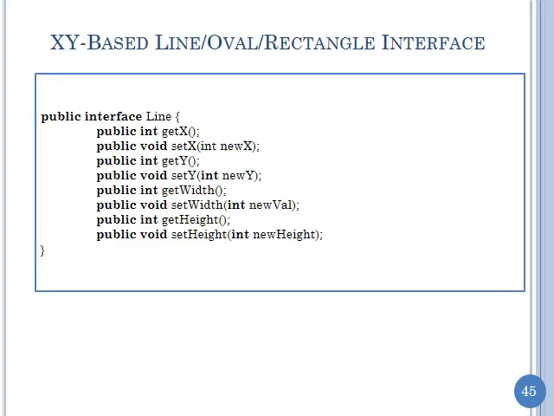Okay? And now I can define my line interface. And this time, I'm just defining the interface. I'm not defining the implementation. Well, I guess I have the implementation next. But now I have both getters and setters.